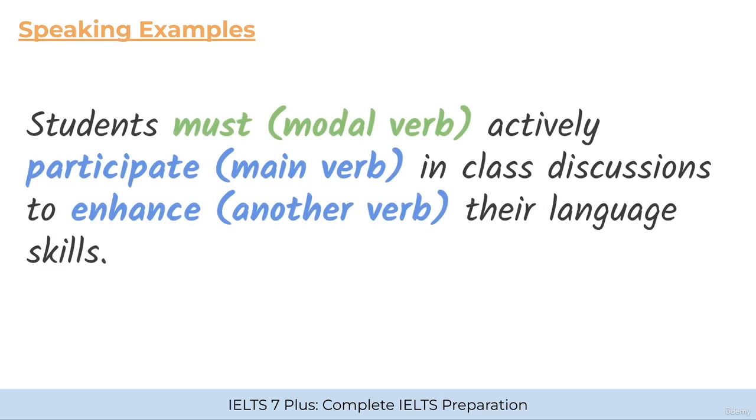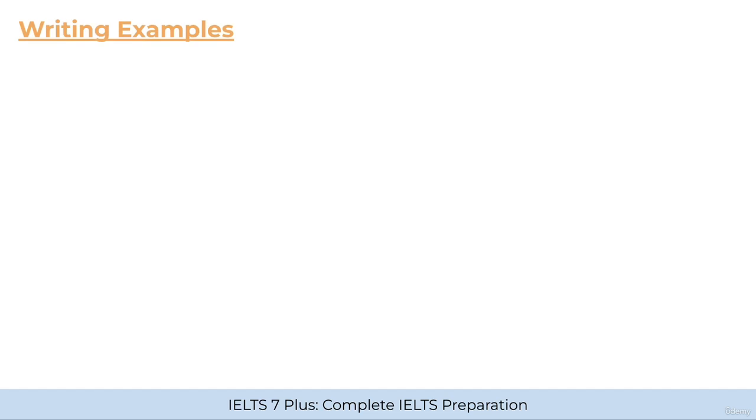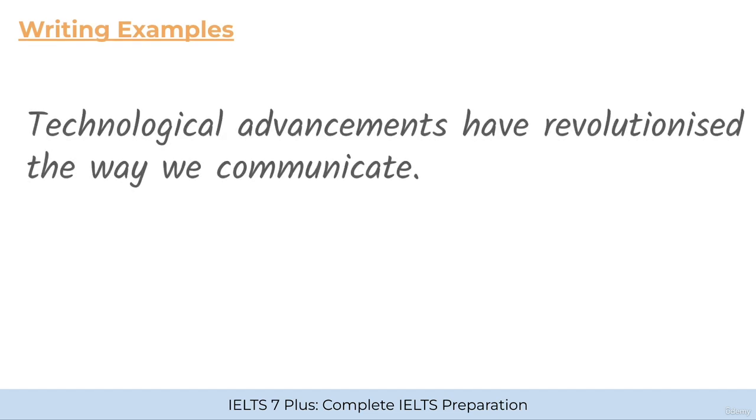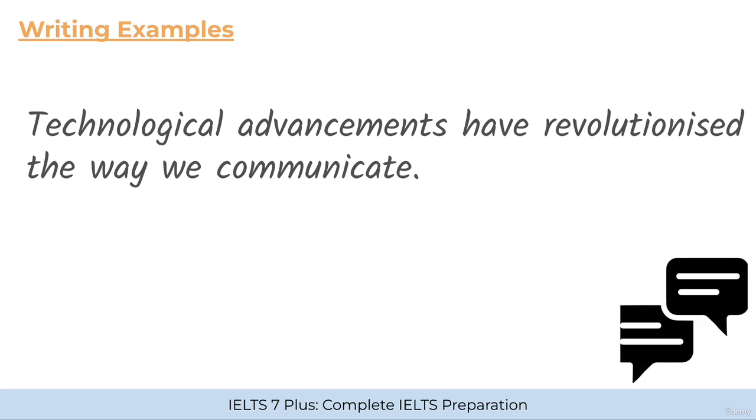Okay, so we have must, which is a modal verb here. Participate is the main verb, and then we have another verb, enhance. So there can be many verbs in one sentence. Okay, now we have a few writing examples. So you could say, technological advancements have revolutionized the way we communicate. Any ideas as to the verbs in this sentence?